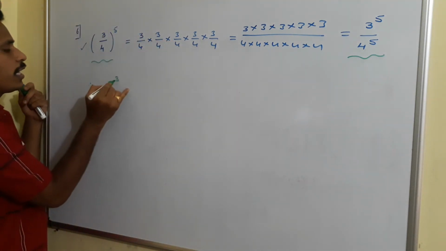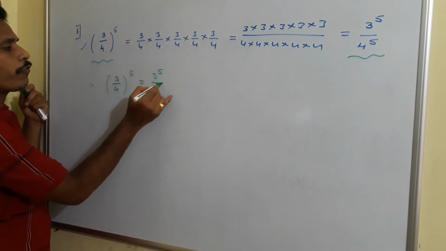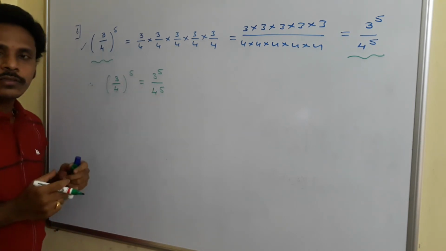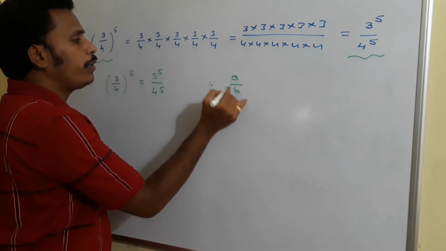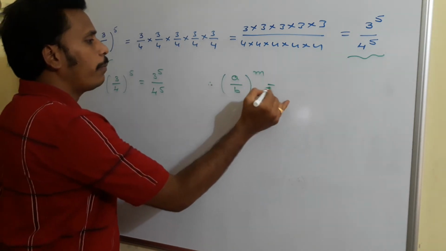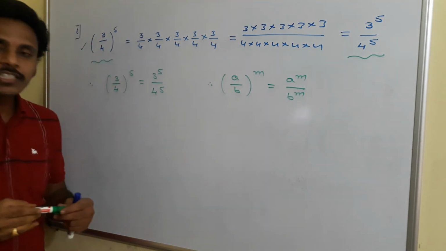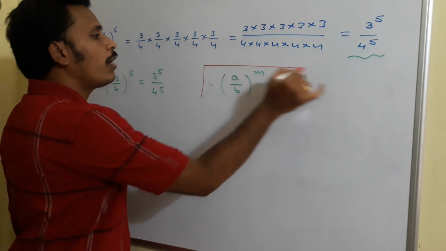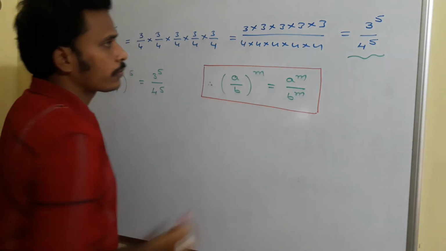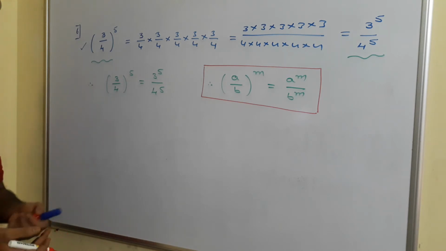So we will generalize it like this: 3 by 4 to the power 5 is equal to 3 power 5 by 4 power 5. From this I am going to establish a law. So we have at the end a by b whole to the power m can be written as a power m by b power m. We have a chance to distribute that power m both for a as well as b. Okay, you just have it. So a by b whole power m is equal to a power m divided by b power m.